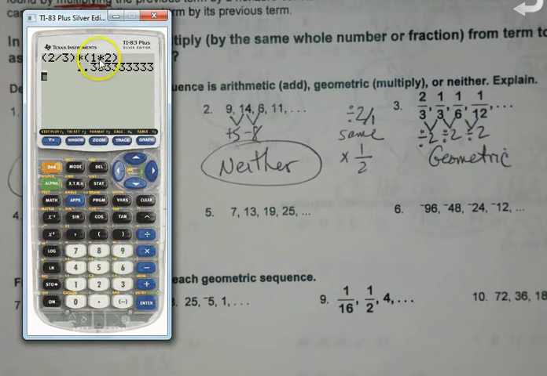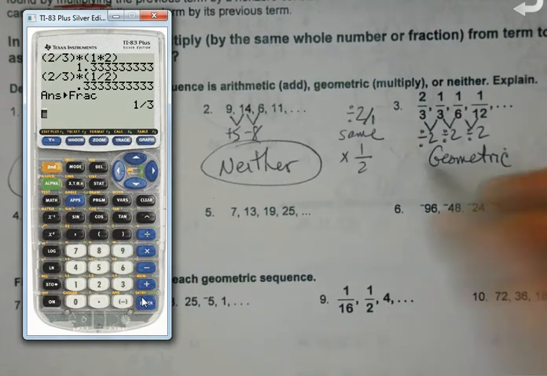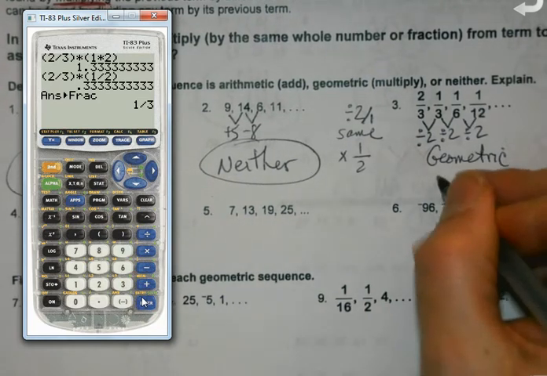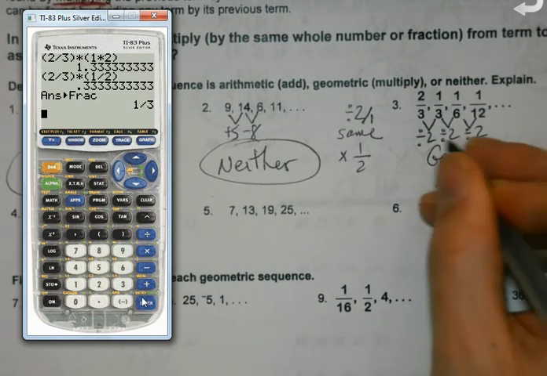Oh, I see what I did. I'm sitting there going, what did I do? I hit multiply. Got to pay more attention to the buttons that I'm hitting. That's supposed to be working. Divided by 2. That's better. Math, enter. And I get the 1/3 back. And that would work all the way down. So we're going to multiply by 1/2.